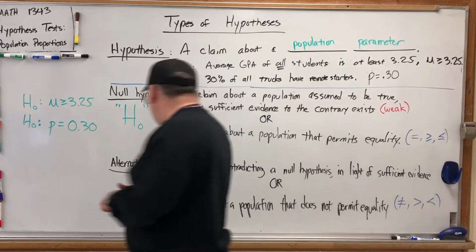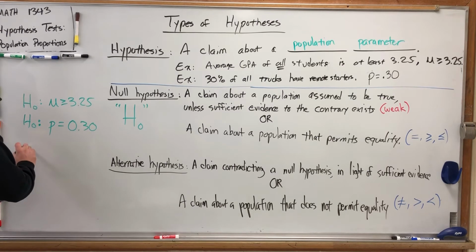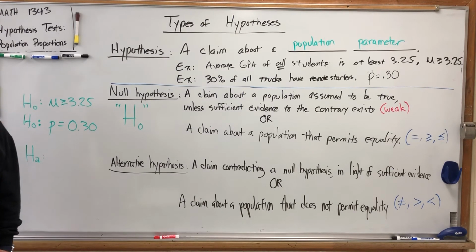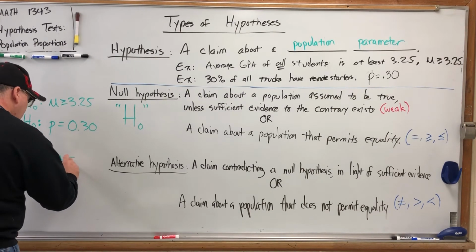The symbol for an alternative hypothesis is actually inconsistent. I've seen two different symbols from the two different books that I've taught this course from. The symbol that we're going to use is an H subscripted with an A, for alternative. So for example, let's say that somebody claims the average GPA is at least 3.25. What would contradict that? Well, could I put this?